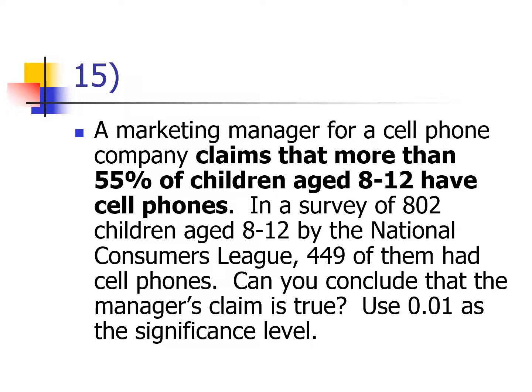So the claim is that more than 55% have cell phones. Now, there's not one thing to boldface here, but we're looking at percentages. We look at a particular child. A child either has a cell phone or doesn't have a cell phone. And we want to know the percentage of all children that have cell phones. So that's going to be a test of proportion. That's what's guiding us to do the one prop Z test.